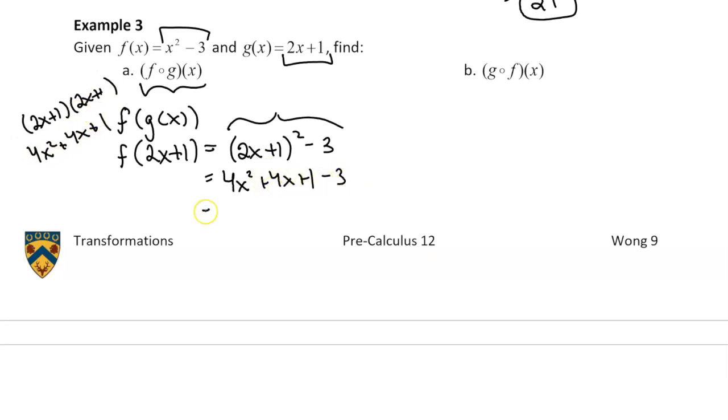Subtract 3, and so I'd end up with 4x squared plus 4x minus 2. If you leave it like that, that's great. If you wanted to factor out a 2, that's fine, but otherwise I would just leave it like that.